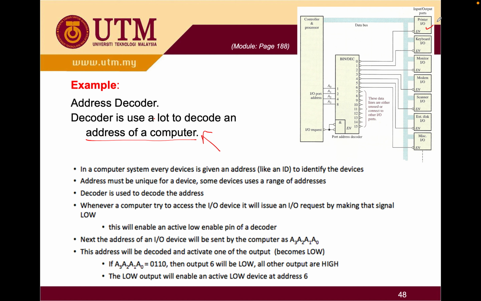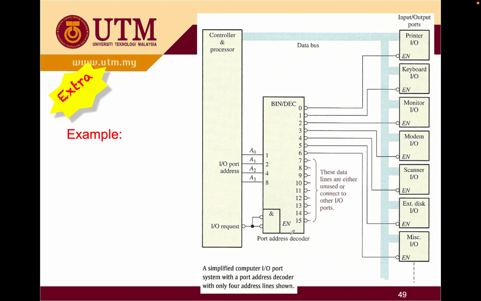Let's say your printer, keyboard, monitor. You instruct your controller of your PC that you're going to enable or turn on your keyboard, you're going to turn on your monitor, you're going to turn on your modem one by one. So please go through all these functions here.